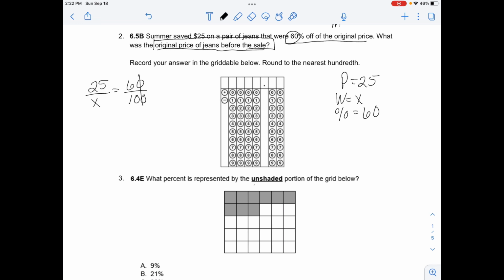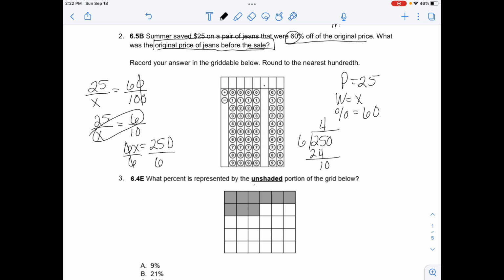So I'm going to cancel out these zeros right here, and I'm going to get 25 over X equals 6/10. Now I'm going to cross multiply and divide. So I get 6X equals 250. And I'm going to divide each side by 6 to get my original price. So this is going to be 250 divided by 6. It's 24.